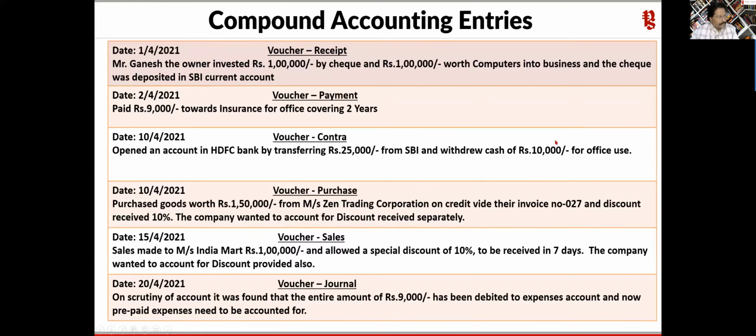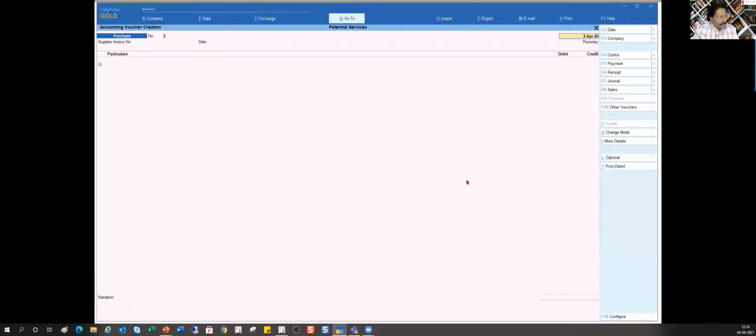Yeah, let's go to sales here quickly, and we will see again. I have made a sale of 1 lakh, provided 10% discount to India Mart. India Mart, already we made a sale in our simple transaction. So the ledger is already there. Our sales ledger is already there. The only ledger that I need to create here is a ledger called discount allowed. So let's quickly go here and see how we are going to capture this entry.